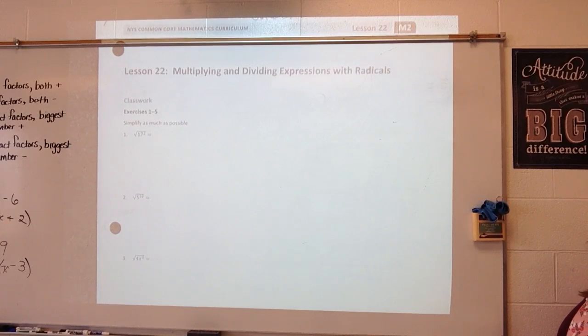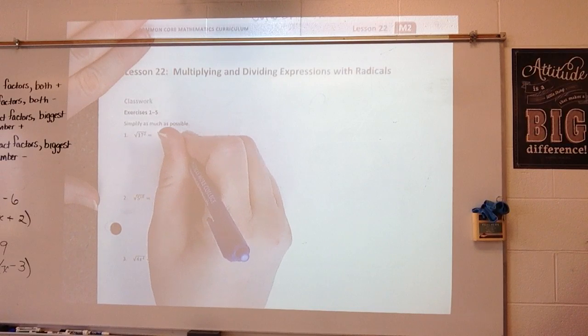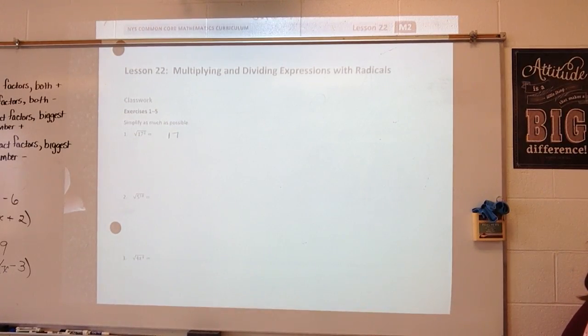Review of square roots that are perfect squares. Guys, if you remember what a square root is, then if I'm looking at a perfect square, that is something times itself. So if I'm looking at the square root of 17 squared, then that would be 17, because if I'm multiplying 17 times itself, then the square root of that would be 17.